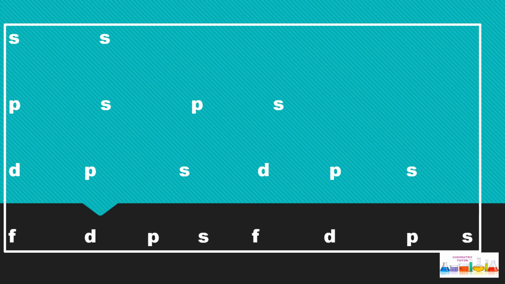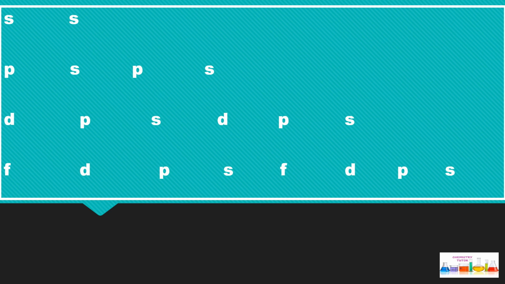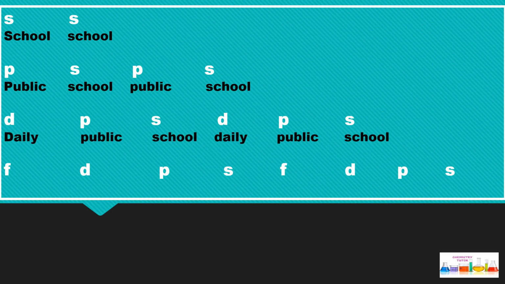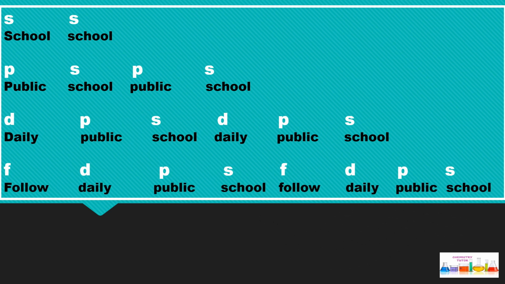You need to learn this sequence: SS, PS, PS, DPS, DPS, FDPS, FDPS. An easy way to memorize this sequence is: school, school, public school, public school, daily public school, daily public school, follow daily public school, follow daily public school.